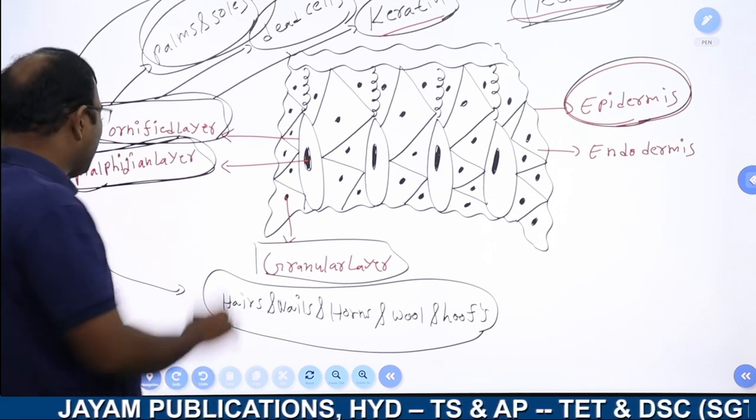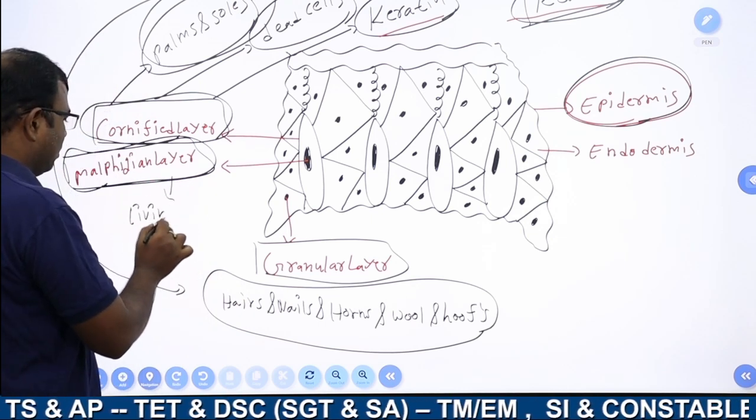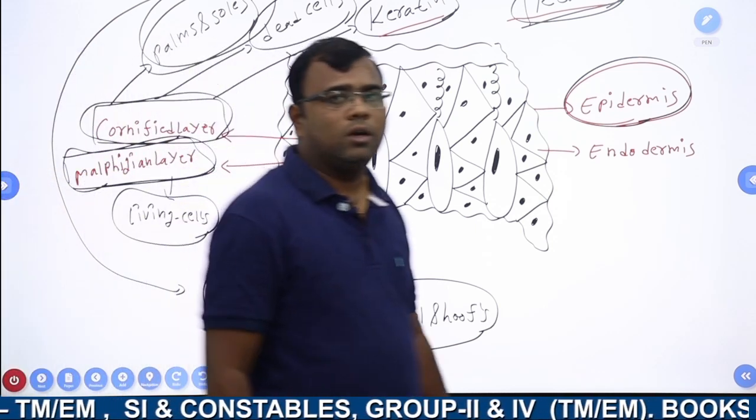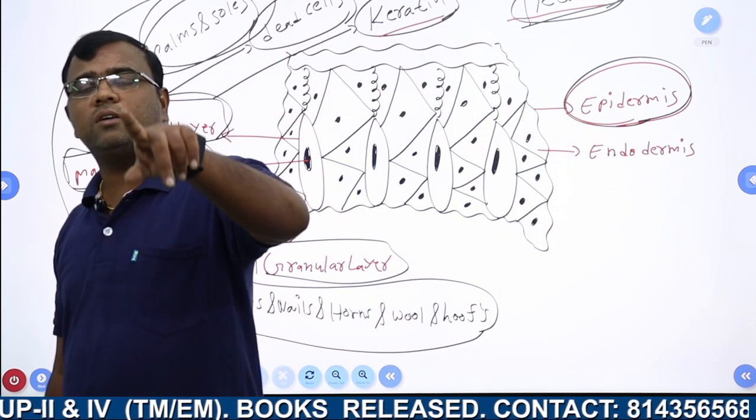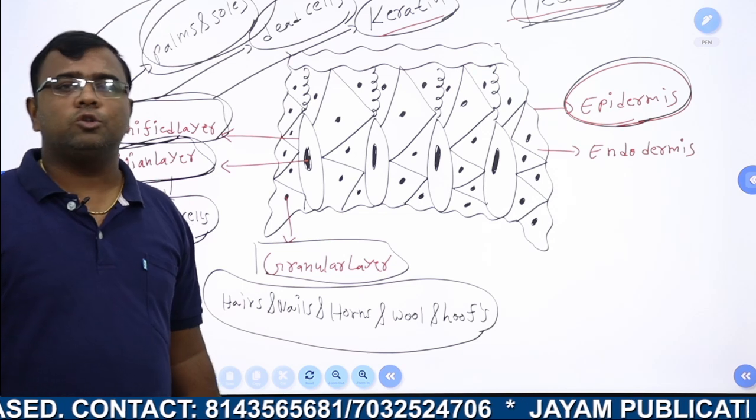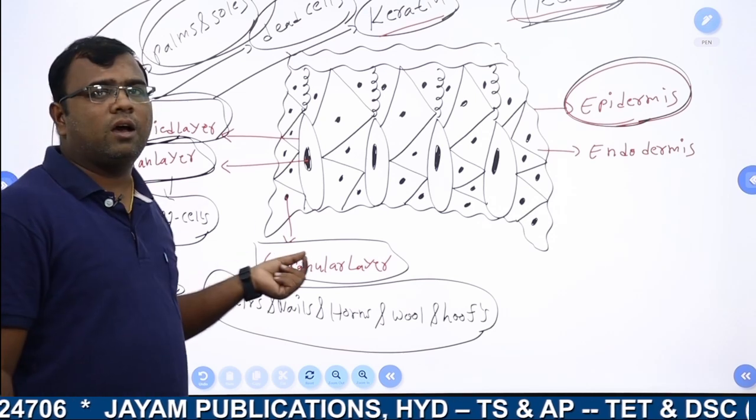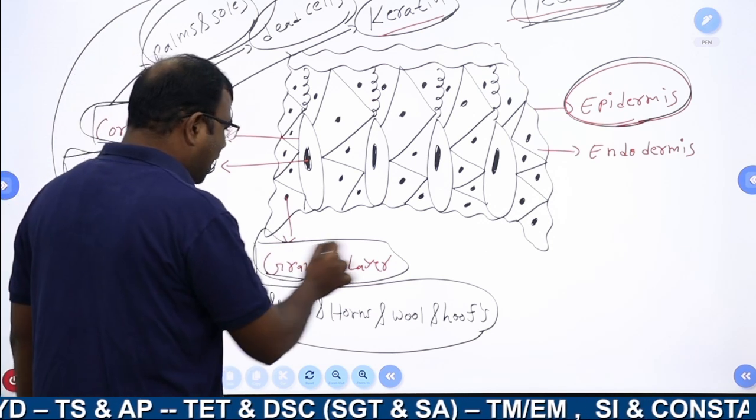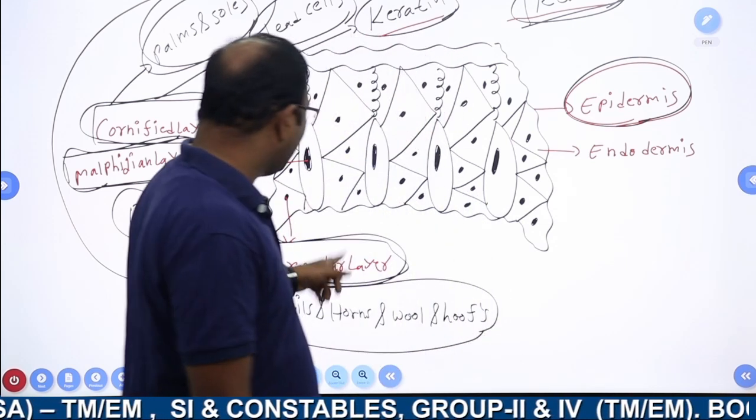The Malpighian layer contains living cells. The cornified layer contains dead cells. The Malpighian layer is present in the total human body except palms and soles. This is the second layer of the epidermis. And the third layer of the epidermis is the granular layer.